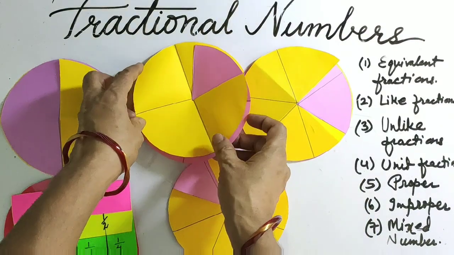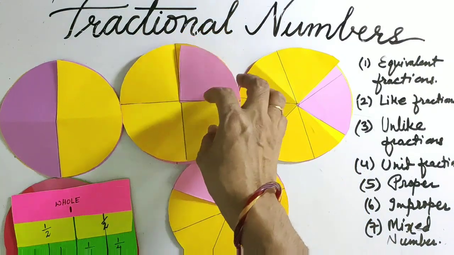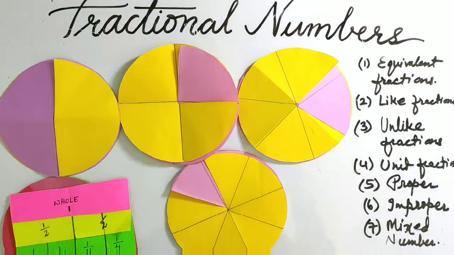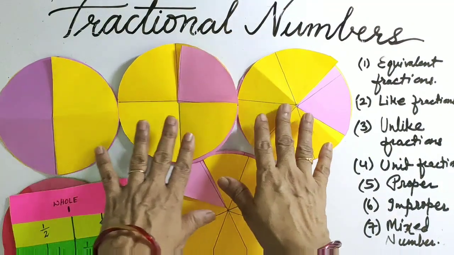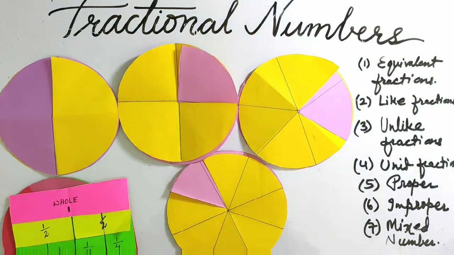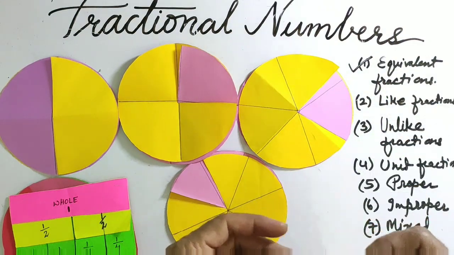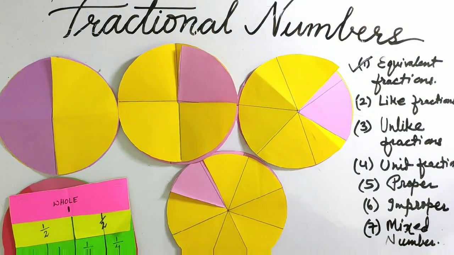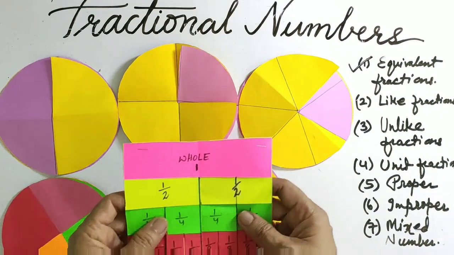Now we have made this activity. Now I have made the models for fractions. Now let us define equivalent fraction. Types of fraction. Number one is equivalent fraction. So how to show equivalent fraction? Equivalent fraction means same fraction with different name, is it?